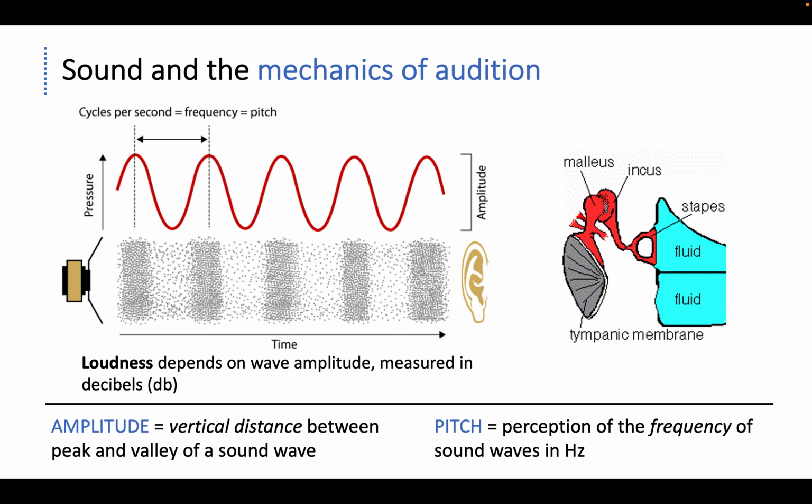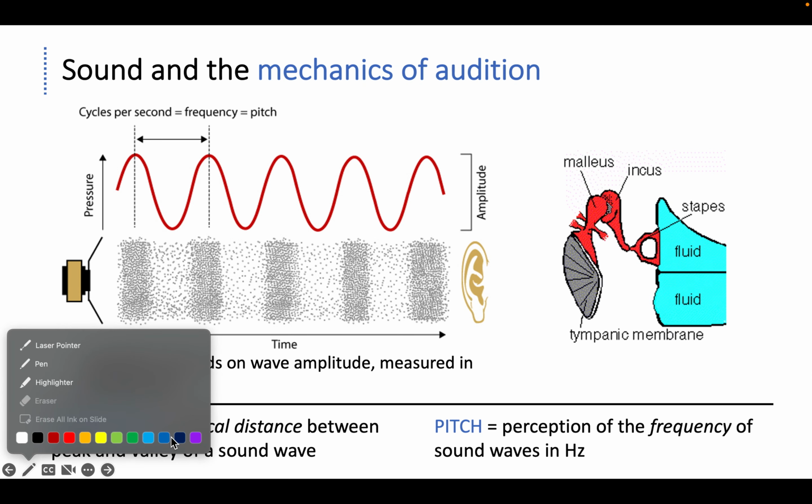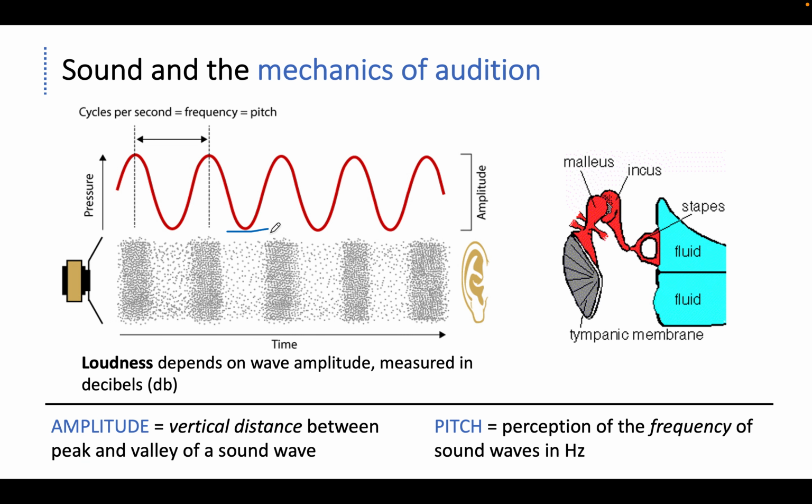So, the amplitude, you can think of it as the height of the sound wave or the vertical distance from the valley to the peak of an individual sound wave. So if we're looking here, if we do this in something like blue, we have this bottom part of a sound wave, and then we have a top part of a sound wave. So the distance from this valley all the way up to this peak is known as the amplitude. So this is the amplitude of a sound wave.